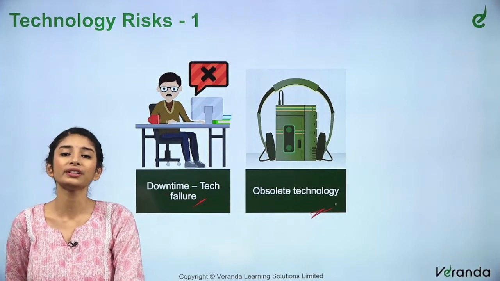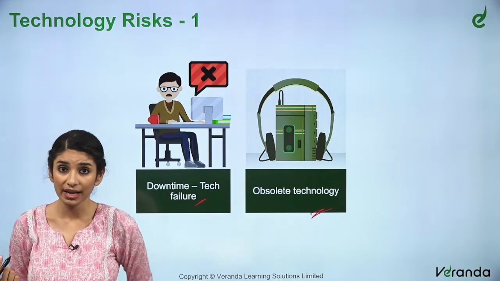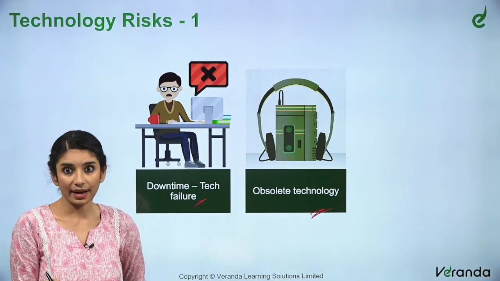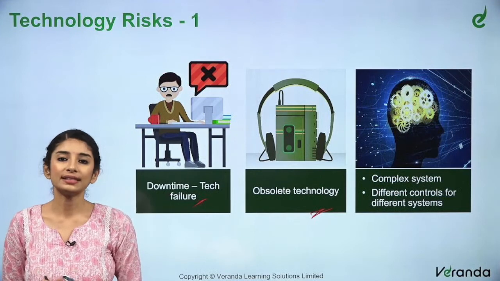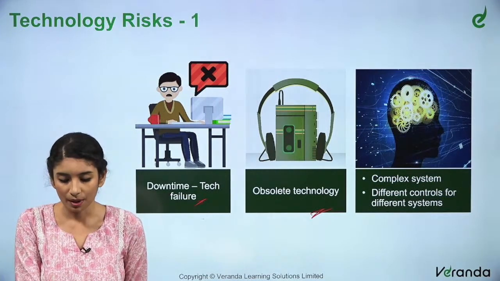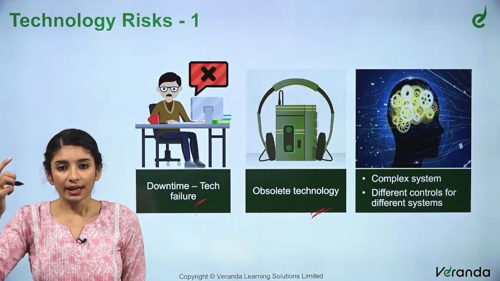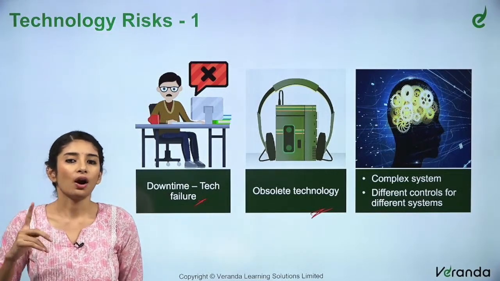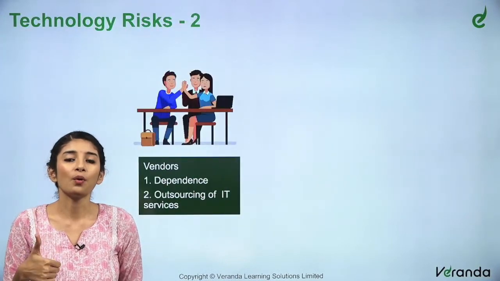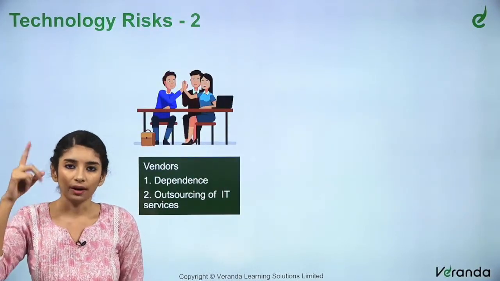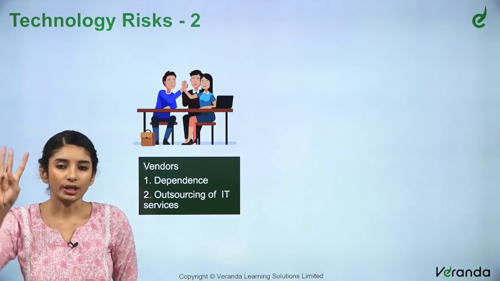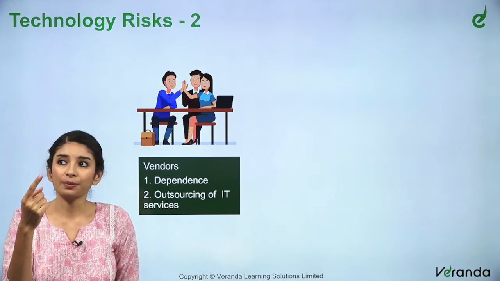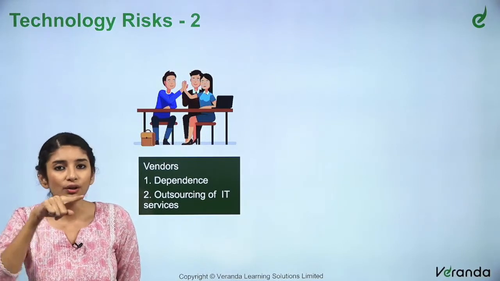So you need to be sure that the technology in your organizations is updated and kept as per the latest standards. Next I have complex systems and different controls for different systems. So here I have 4 points, all of you without seeing the screen. Point number 1, downtime or tech failure. Point number 2, obsolete technology. Point number 3, complex process. Point number 4, different controls for different processes.